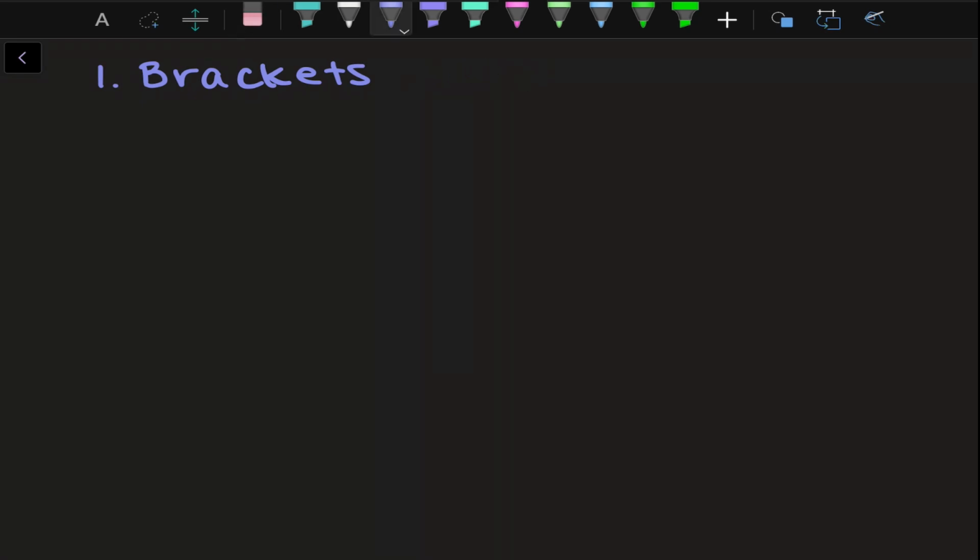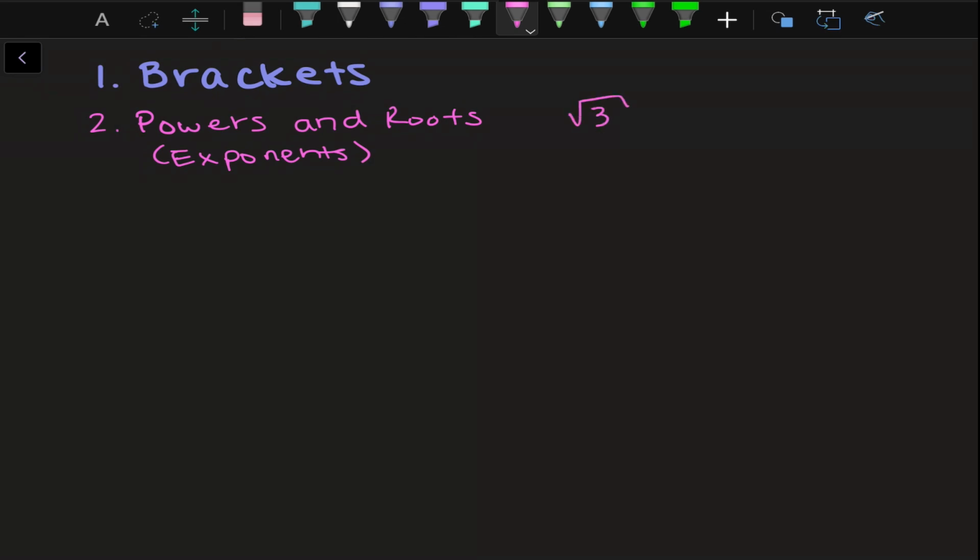Our second step is powers and roots, also known as exponents. Okay, so that's anything like square root of 3 or 3 squared. Anything with that, because if we recall, square root of 3 is really just 3 to the 1/2. So again, it's just a power, it's just an exponent, so we're going to look at those second.